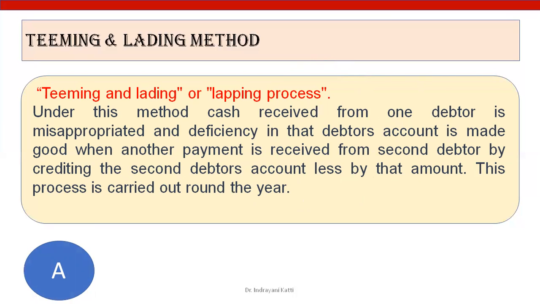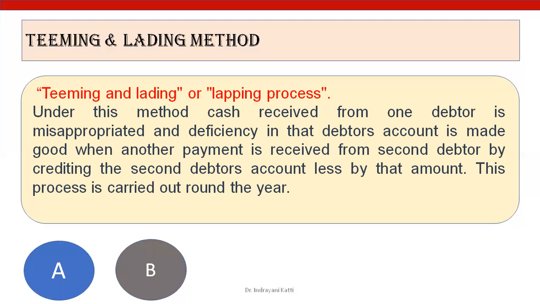Okay, so what does he do here? Suppose, for example, we can take here Mr. A has given rupees 1 lakh. Okay, so the cashier receives 1 lakh from Mr. A, but all that 1 lakh is not entered in his account. He is a debtor. Okay, so he bought the goods on credit from the company and he makes the payment of rupees 1 lakh, but his account will be entered with only rupees 50,000, and the rest, 50,000, is misappropriated by the cashier.